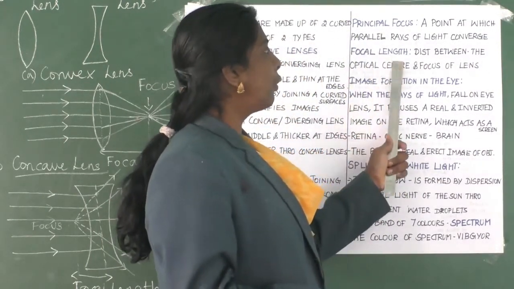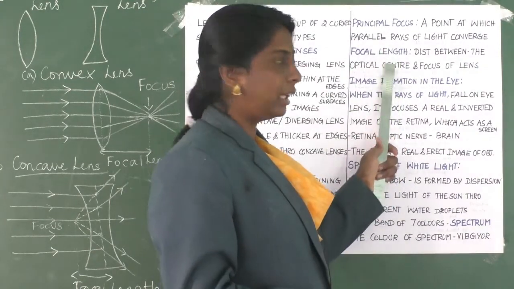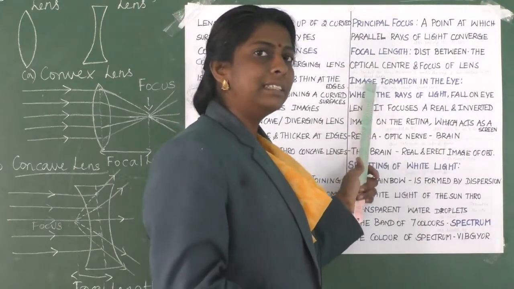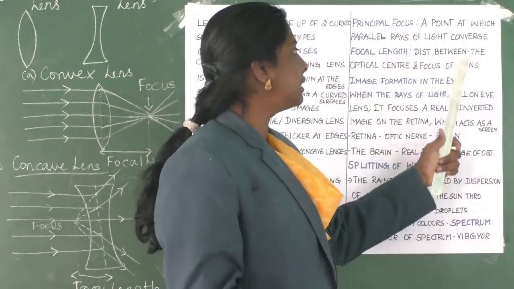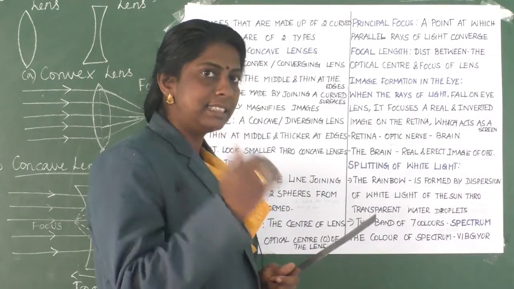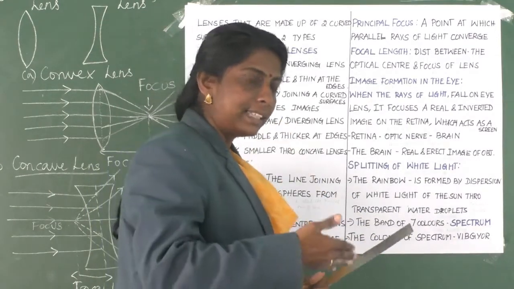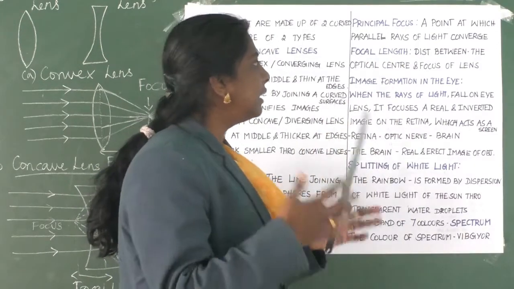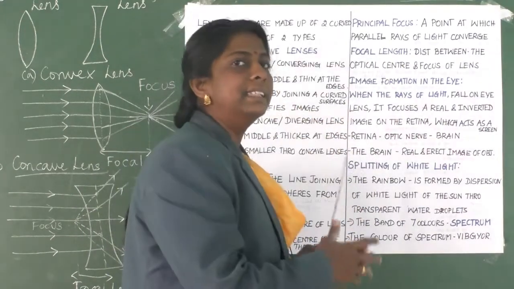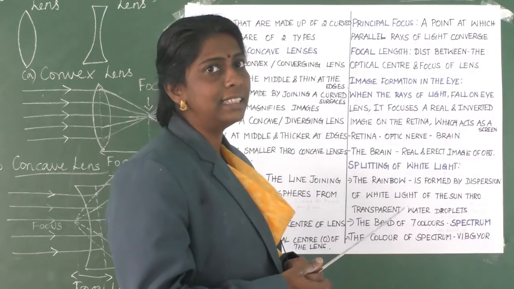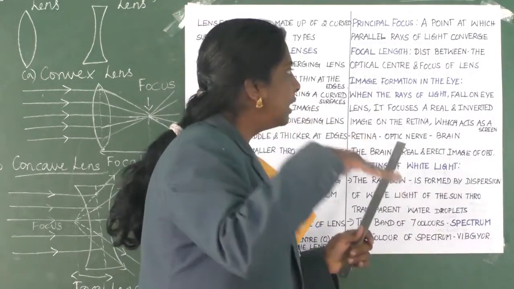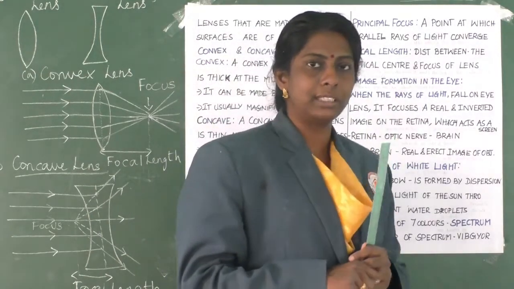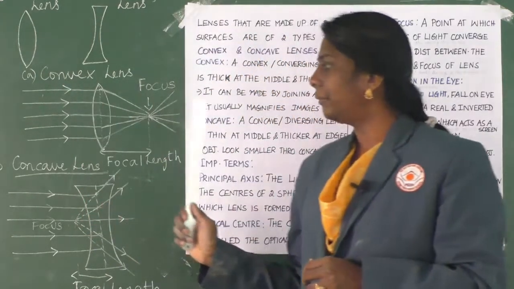Next thing is about focal length. Focal length is the distance between the optical center and the focus of the lens. The thicker the lens, the more it bends the rays, and the smaller is the focal length. You can see the picture here.